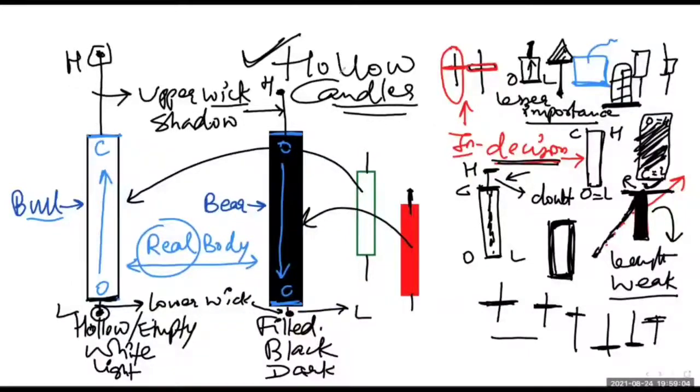So we will always have green bordered hollow candles representing open here and close here, and red filled up candles, which will not be hollow, it will be filled up, which will have open here and close here. This will be down during the day, this will be up during the day. Remember, hollow means that open is down, close is up. Filled up means that open will be up and close will be down. That's a rule.